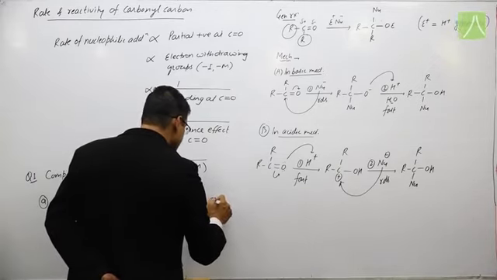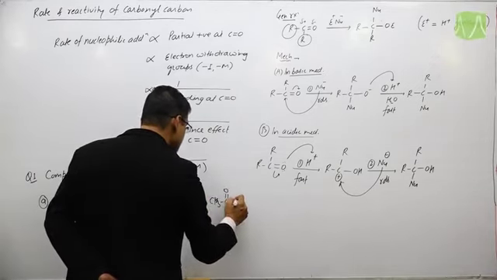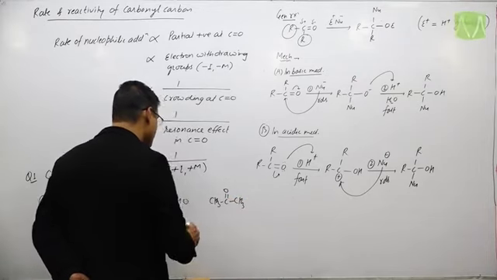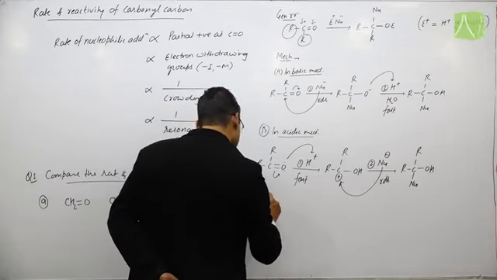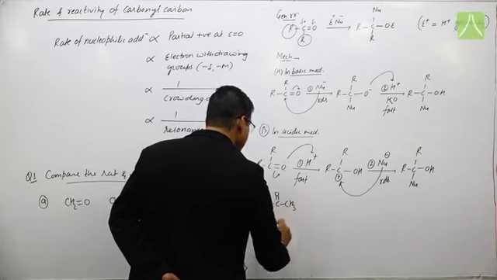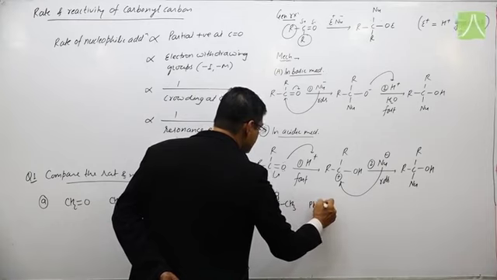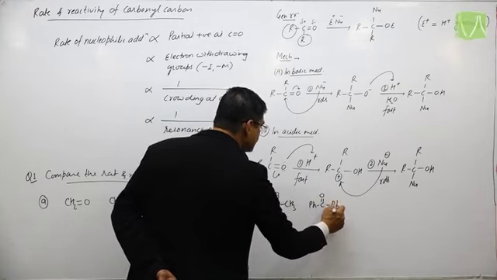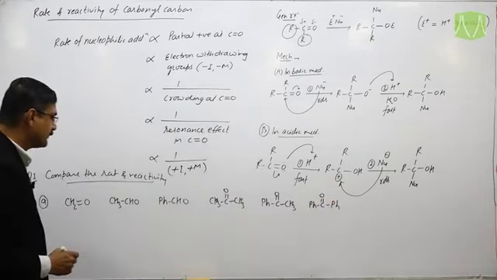Now come to the ketones. Acetone is the smallest ketone in open chain structure. Now acetophenone. Next, suppose benzophenone. So compare the rate of these compounds.